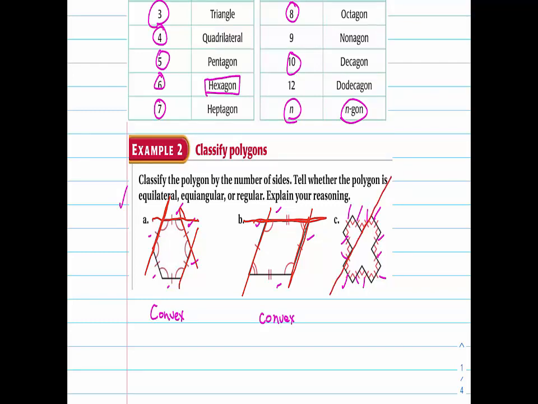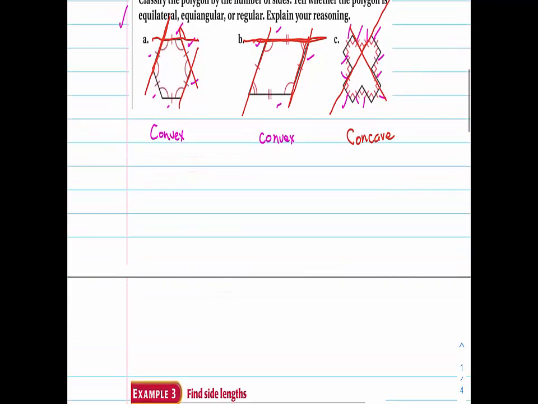That passes right through the interior. If I extend this line out, it passes through the interior. So this one right here, this is concave. Concave, yeah.